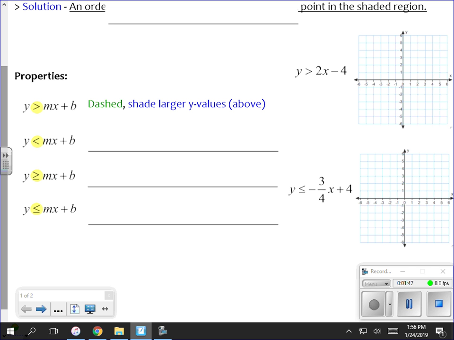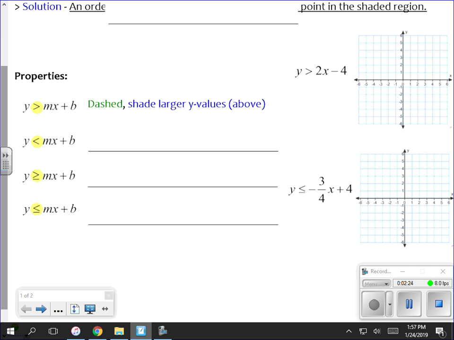If y is greater than the equation, it's a dashed line. You're going to draw a line. Your line is either going to be a dashed line or a solid line. If y is greater than, it's a dashed line because it can't actually be that number. It has to be greater than that number. And it's going to be shaded above the line because it's everything that's greater than that. All my y values are more than that. Okay.